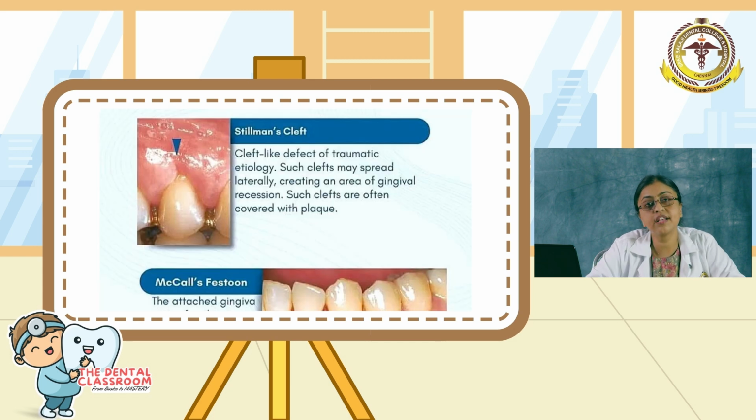This is a picture showing Stillman's cleft and McCall's festoon. So far we have discussed the color of the gingiva, contour, surface texture, stippling, melanin pigmentation and gingival bleeding. What are the causes for the gingival bleeding?